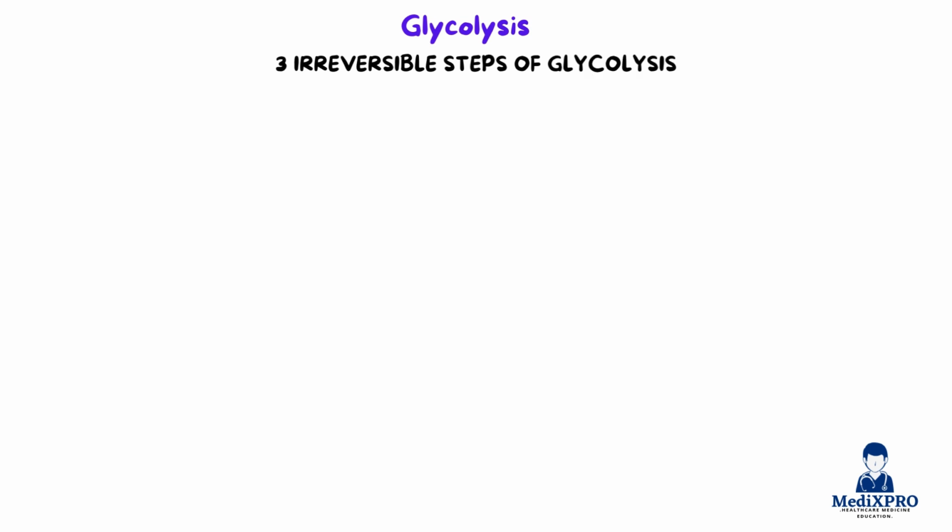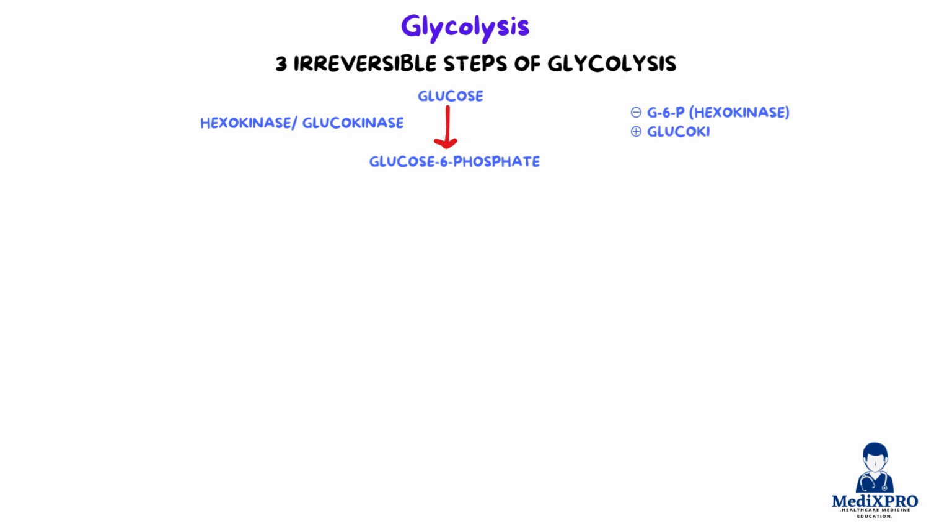Now, the 3 irreversible steps of glycolysis are extremely important. These are the highly regulated one-way reactions that keep the process moving forward. First, the conversion of glucose to glucose 6-phosphate catalyzed by hexokinase or glucokinase. Hexokinase is inhibited by its product, while glucokinase is activated by insulin, especially in the liver.